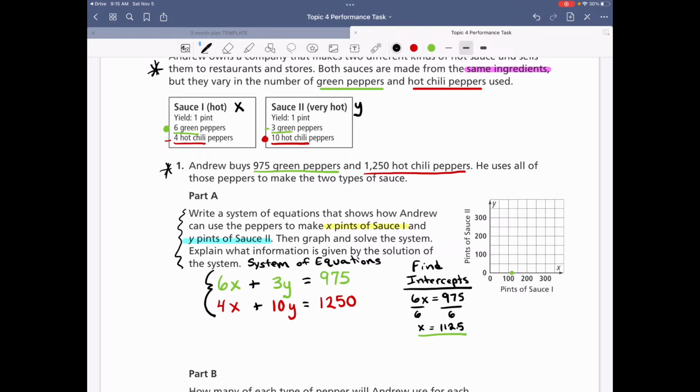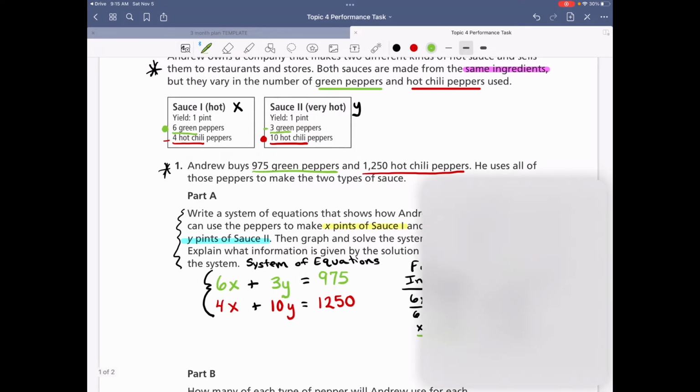Now, if I wanted to find the intercept for the green chilies for the y-intercept, I'm going to write it as 3y, because I plugged in 0 for x, so the x term goes away, equals 975. I'm going to divide by 3. So y equals, check that in my calculator, 325. Oh, I could have done that in my head. That is for the green chili peppers.